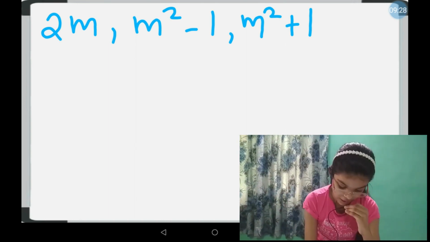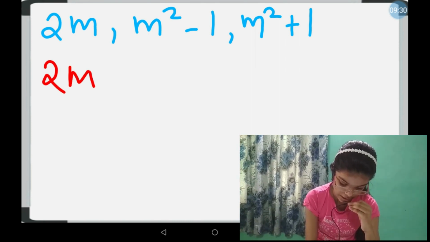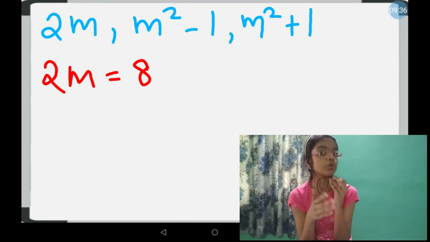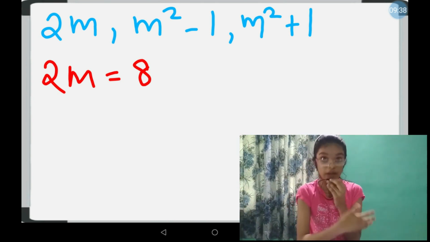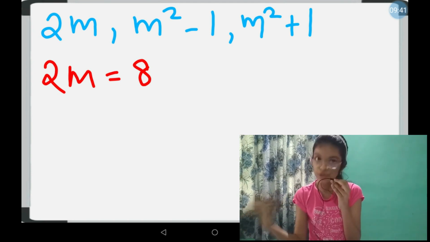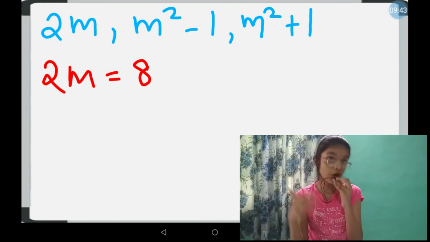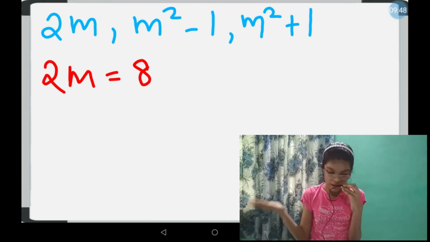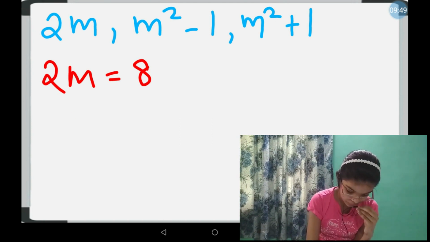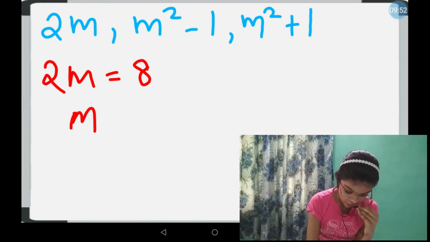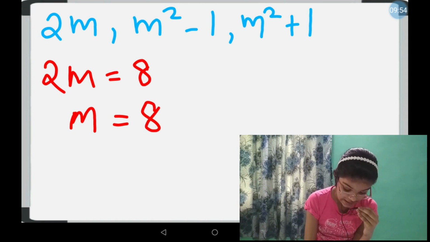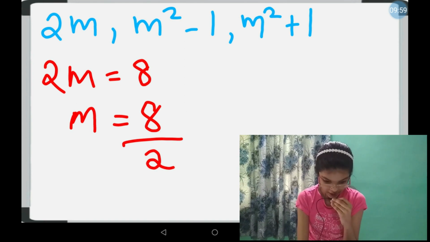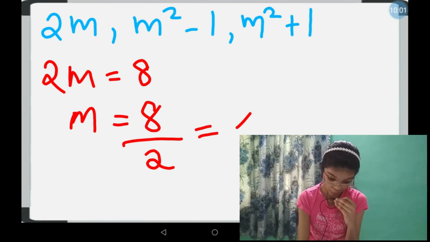How do we use this information to find all the other numbers? We're going to see. We know that 2m is equal to 8. Now, remember what I told you. If we know the value of m, we can find the whole triplet, right? Pretty easy. So now that we know 2m, which is 2 multiplied by m, we can easily find m by just dividing. m equals 8 divided by 2. Pretty easy. And we know that 8 divided by 2 is 4.